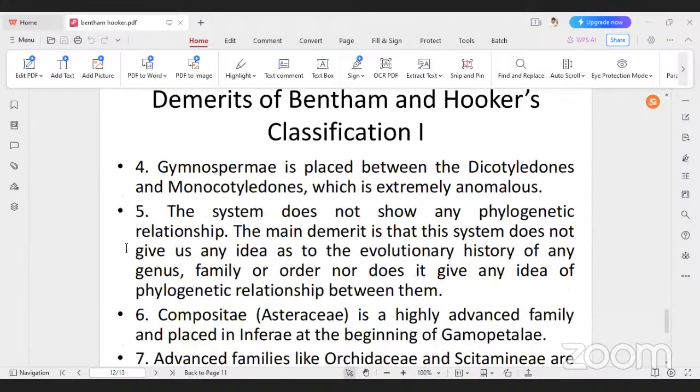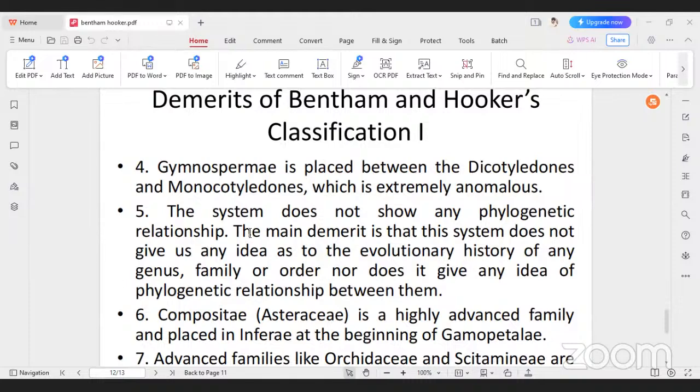Another blunder is that gymnosperms are placed between the dicots and monocots. If you take the evolution process, it goes algae, bryophyta, pteridophyta, gymnosperm, angiosperm. But here gymnosperm is in between the angiosperms. It is not a correct way. So this is also another of the biggest mistakes they have made.